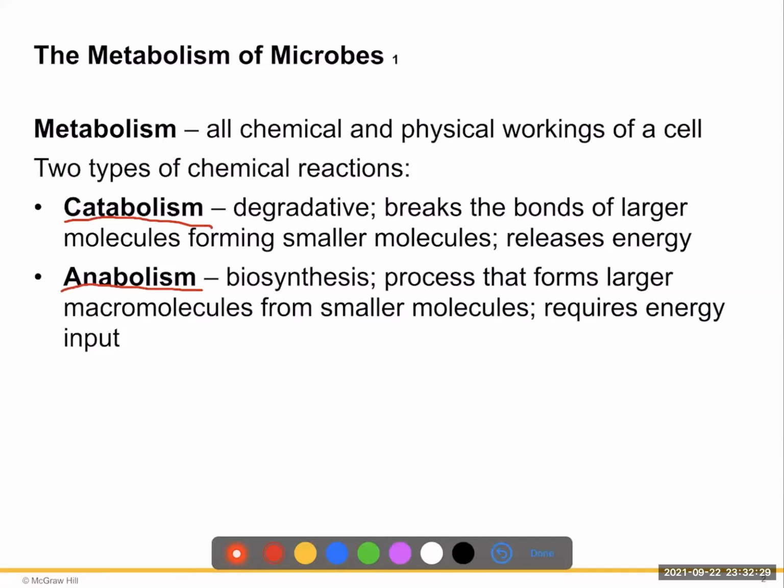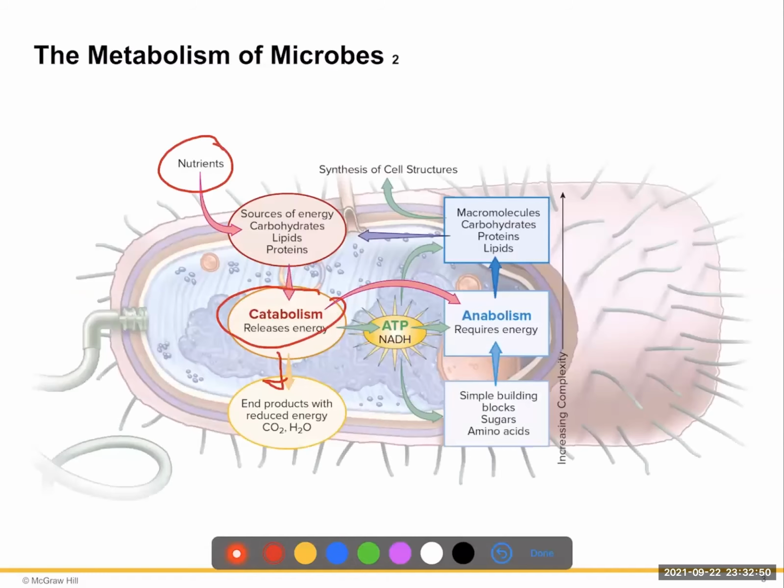There's catabolism and anabolism. Catabolism breaks down carbohydrates, lipids, things like that, into CO2 and water, releasing energy. Anabolism builds things up, creates things, biosynthesis, forms larger macromolecules from smaller ones, and this requires energy. So catabolism releases energy, anabolism requires the uptake of energy. And inside the cell, you see your nutrients, your carbohydrates, lipids, and proteins. We break them down, catabolism, form CO2 and water, and we produce ATP.